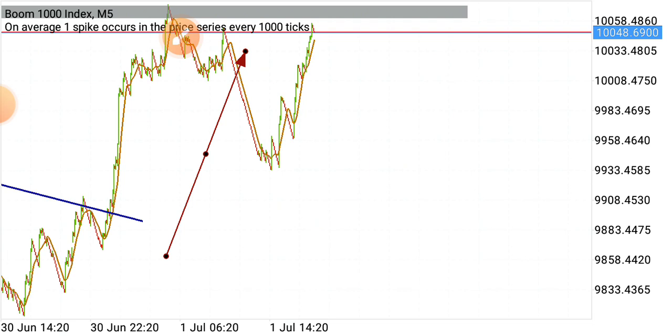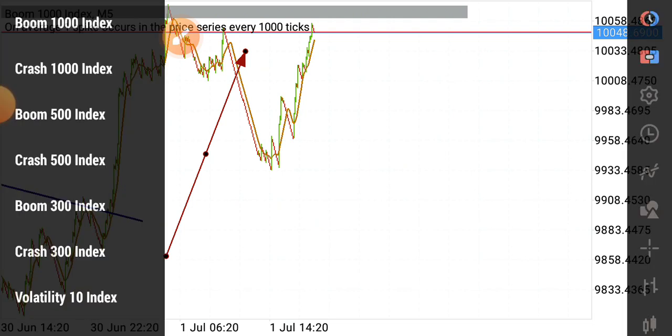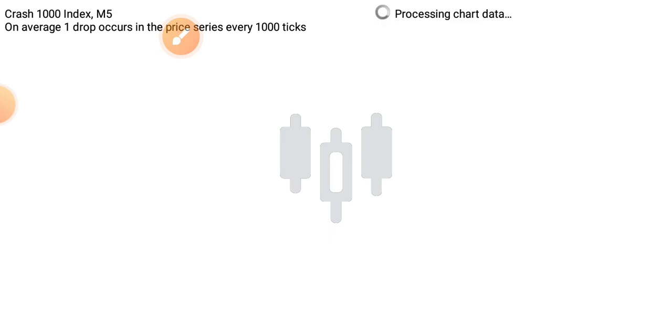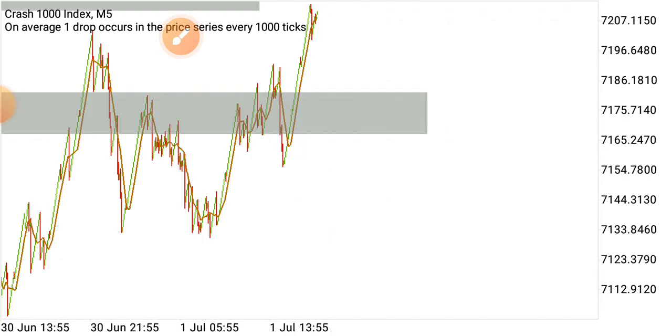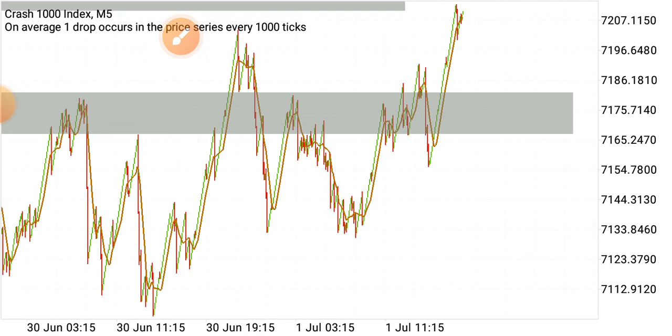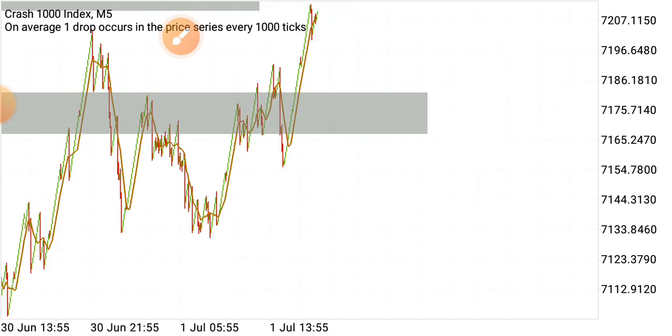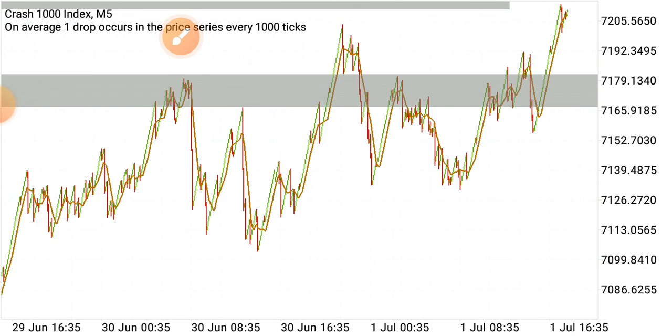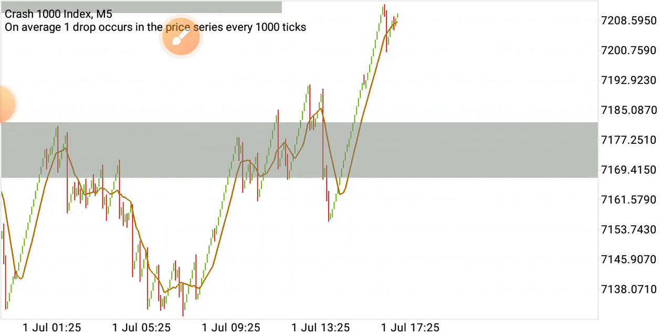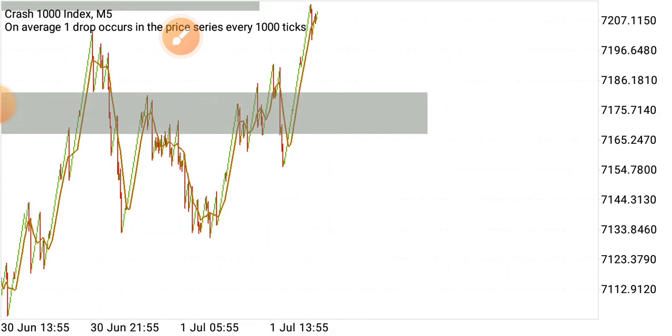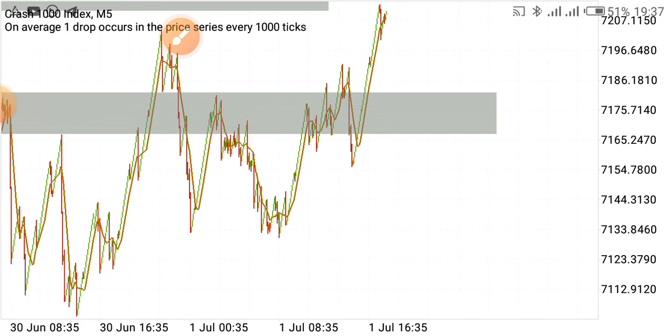Maybe Crash 1000. Let's go to Crash 1000. Okay. I see Crash 1000 here, still on the 5-minute time frame. So let's see if we can identify some patterns here in the market. All right, so I can see a double top here. Hold on, let me use this. You can see a double top.